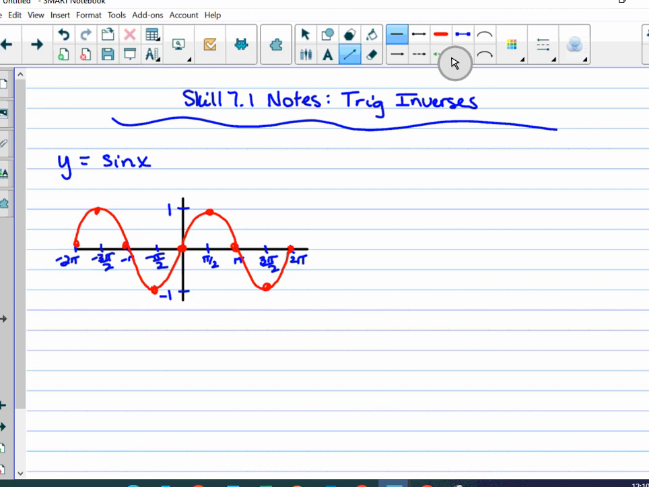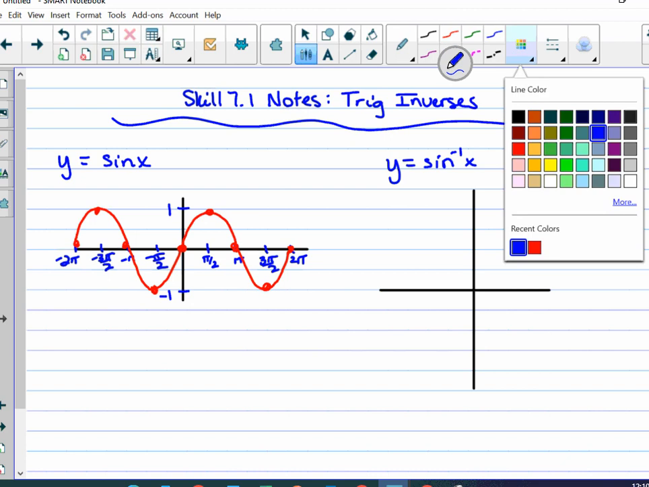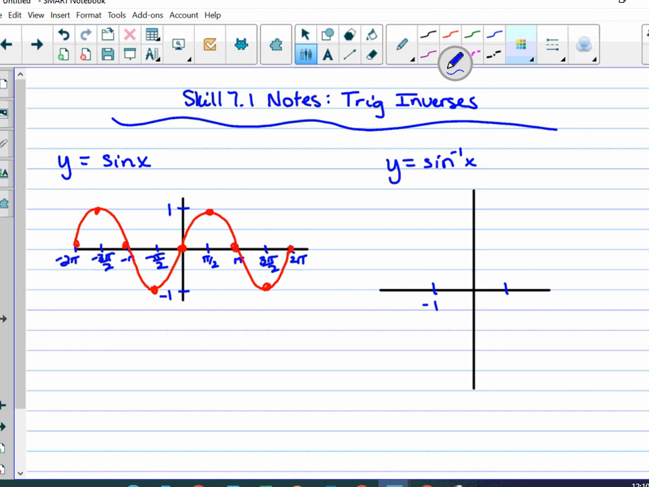So we're going to draw the graph of y equals inverse sine of x. And it's not scary. It means your x and y axis are going to switch. So on the x-axis, I'm now going to go from -1 to 1. Y-axis, go up to 2 pi. I know those labels are small, but you guys know what they are? Yeah.